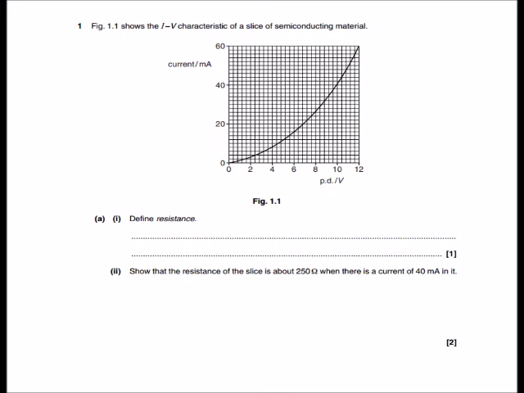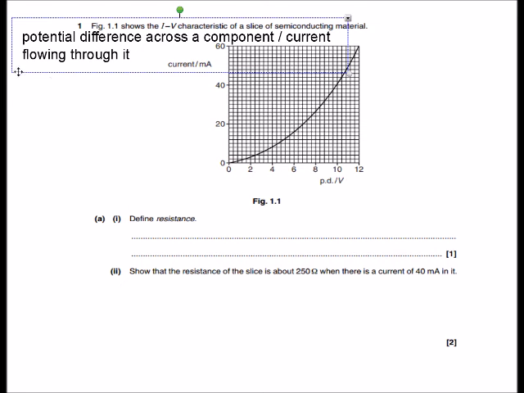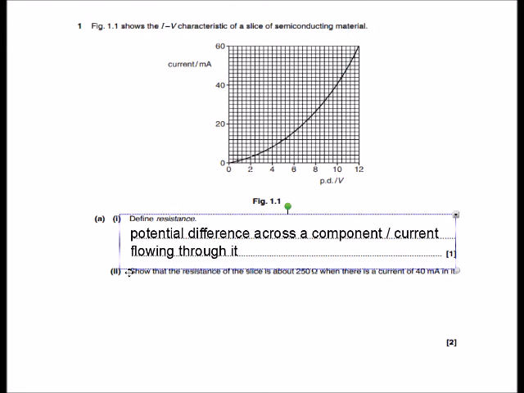It shows an IV characteristic of a slice of a semiconducting material. They've plotted the current on the y-axis and the potential difference on the x-axis, and for the first part of the question, it says define resistance. So it's the potential difference across a component divided by the current flowing through it. I've taken that as a word-for-word definition from the mark scheme.